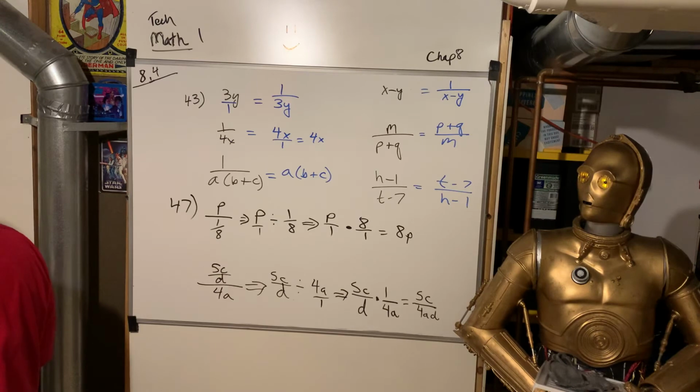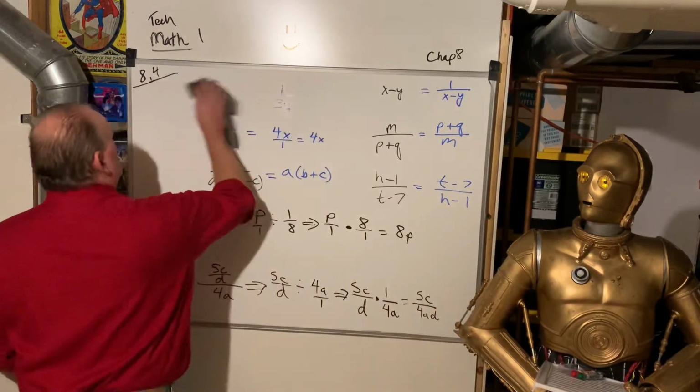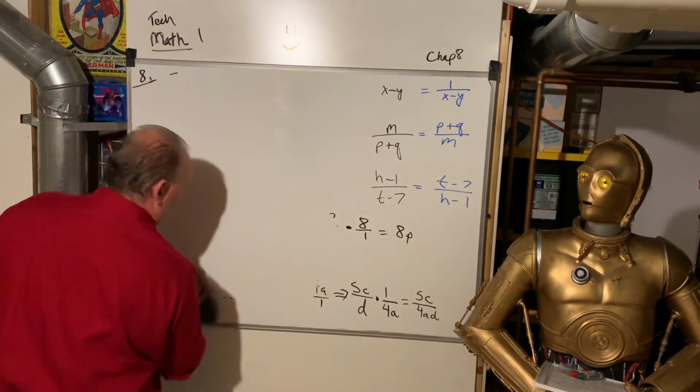Then 8-5, addition and subtraction with like denominators. So again, this is pretty breezy. Easy breezy. Lemon squeezy.